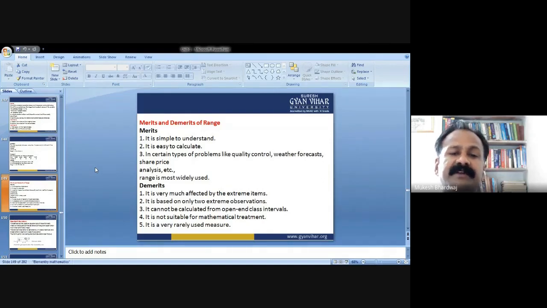It is very much affected by the extreme items, obviously, because we are considering the extreme values. It is based on only 2 extreme observations. It cannot be calculated from open-end class intervals. It is not suitable for mathematical treatment. It is not widely used, it is rarely used.